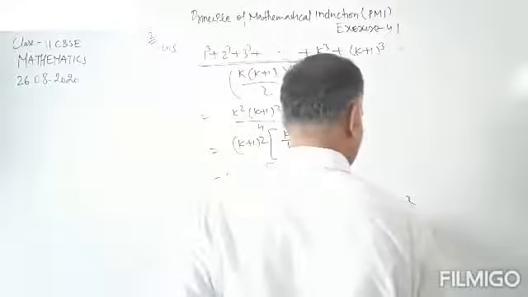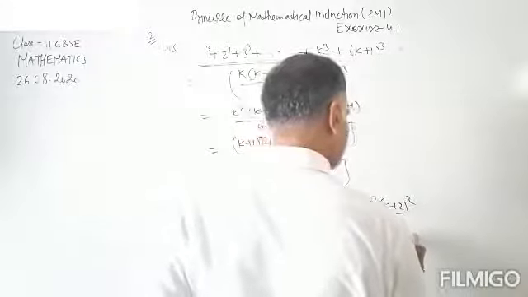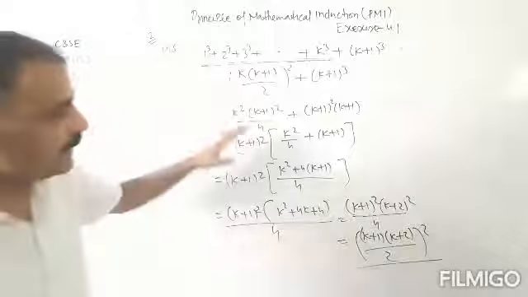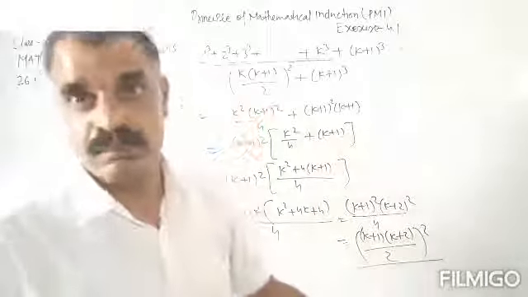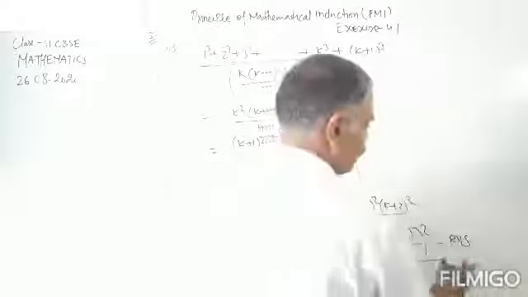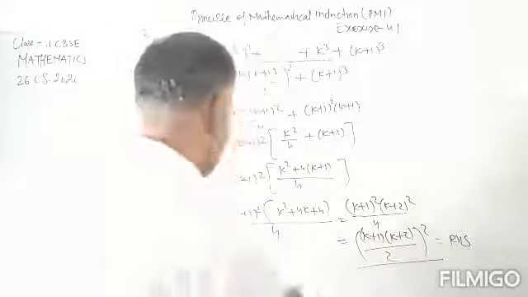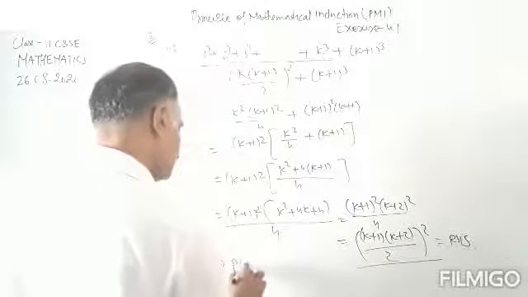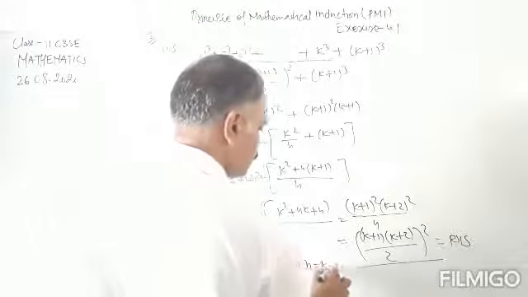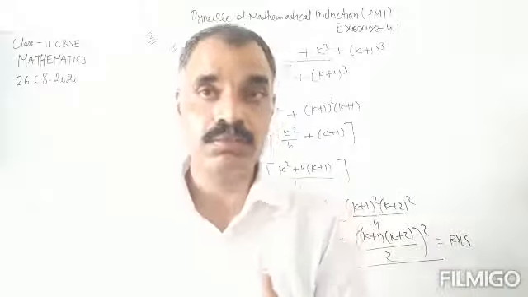So finally we can write k plus 1 into k plus 2 upon 2 whole square. That is the right hand side of the induction. So the left hand side is equal to the right hand side of the induction. That implies that Pn is true for n equals k plus 1.